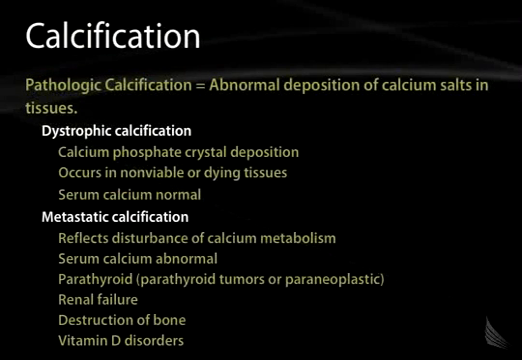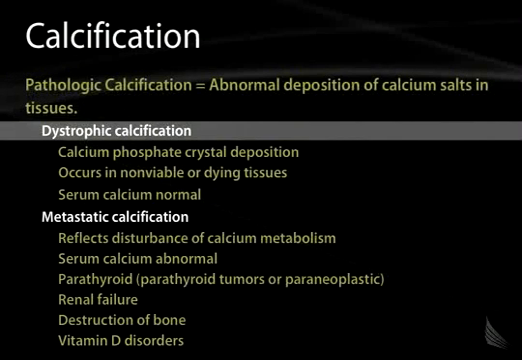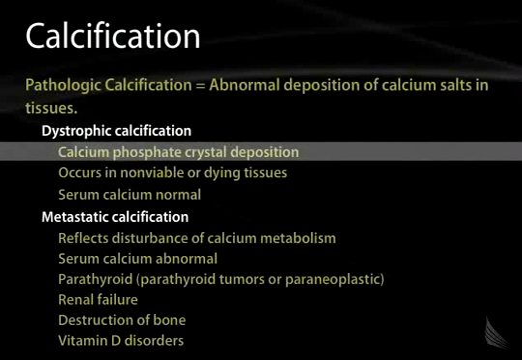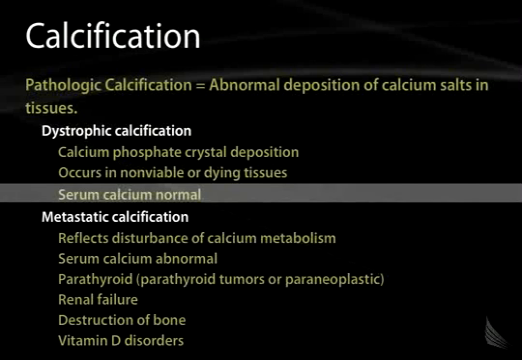Another accumulation that you can get in cells is calcification. Pathologic calcification is an abnormal deposition of calcium salts in tissues. Now, contrast that with physiologic calcification, which is what you see in bones typically. Now, pathologic calcification can be either dystrophic calcification or metastatic calcification. In dystrophic calcification, you get a deposition of calcium phosphate crystals in non-viable or dying tissues. And this occurs even when the serum calcium is normal, because the cells are dying and they accumulate these crystals.